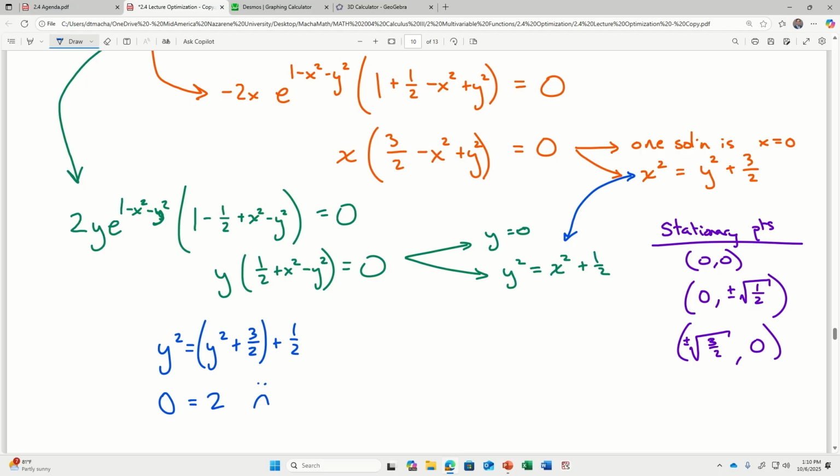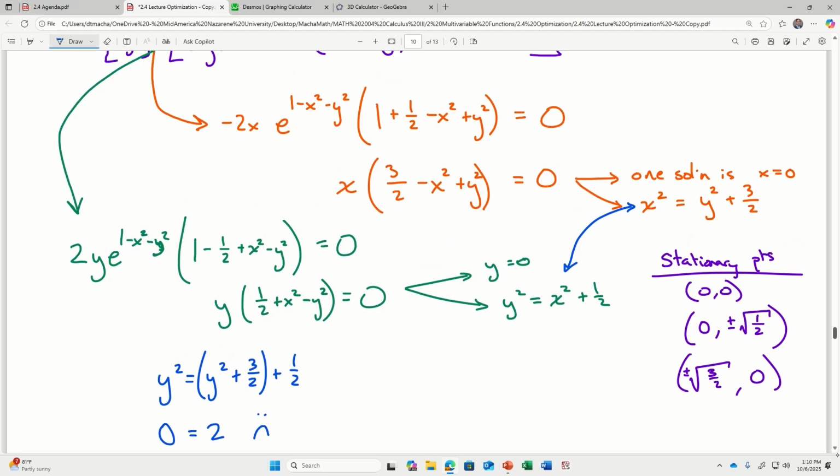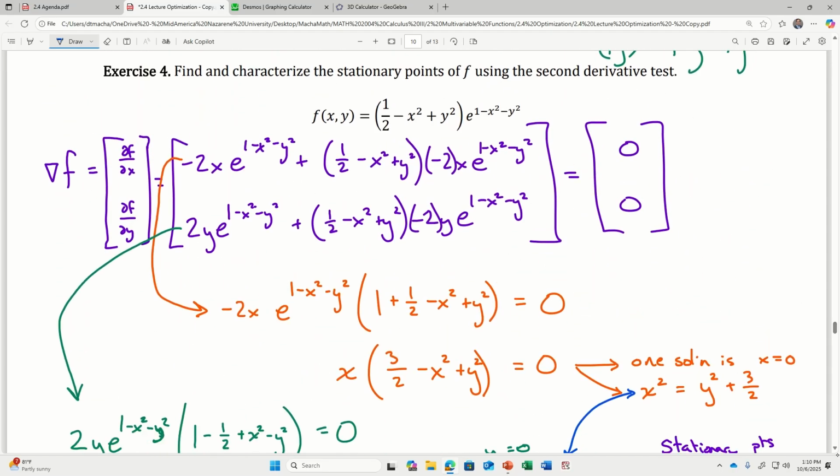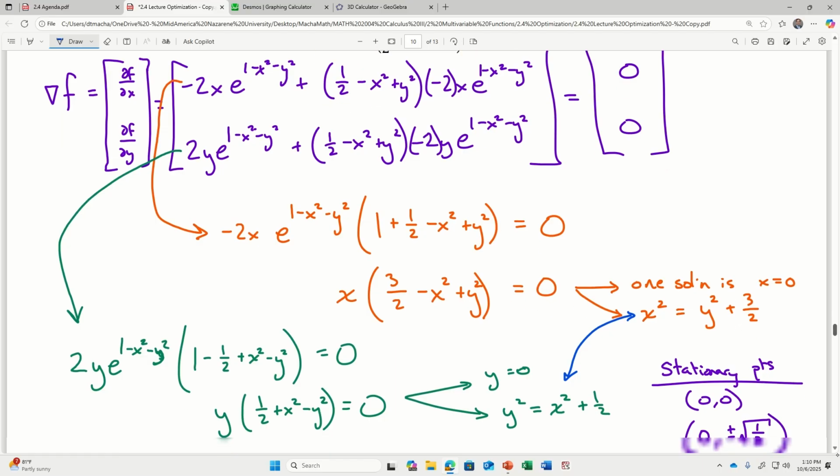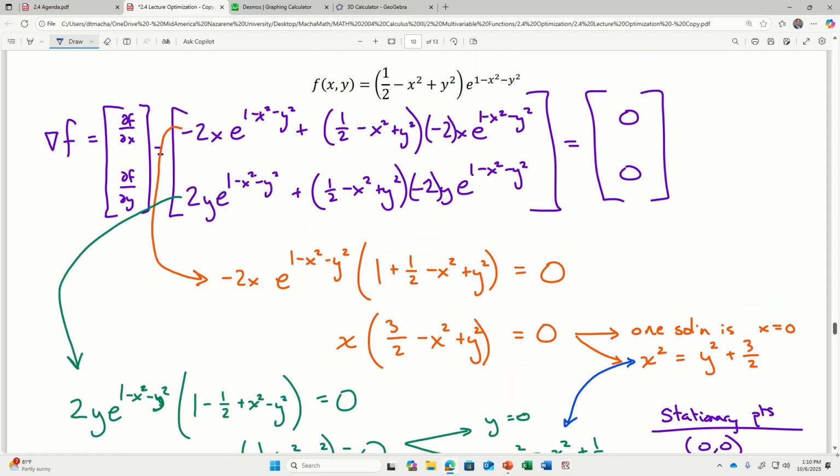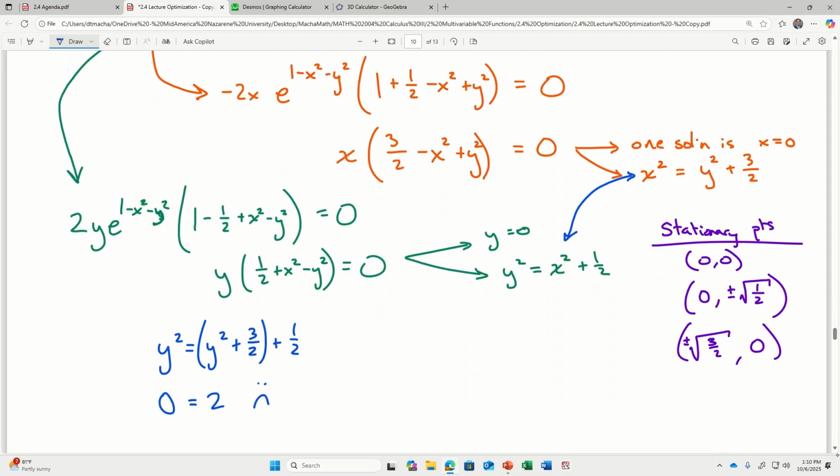Any of my stationary points have to start with either x equals 0 or y equals 0 and then seeing what the other does. But that's still 5 stationary points. This function has 5 stationary points. So let's take a look at what we get from doing the second derivative test here, which might be sort of non-trivial.